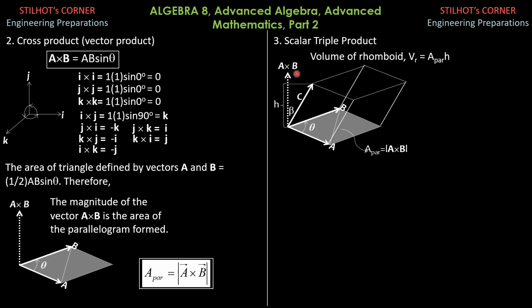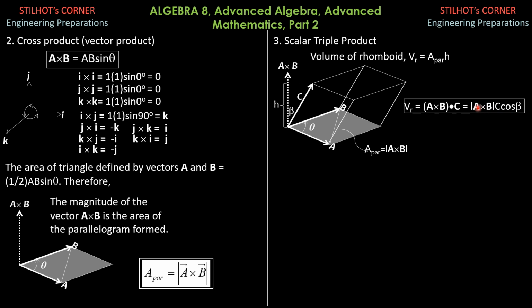And if we perform the operation A cross B dot that vector C, the expansion from that product would be the magnitude of the first vector, because A cross B is a vector from here, times magnitude of C times the cosine of the angle between these two vectors, A cross B and C, which is beta in this case. And since we have cosine of beta here, we interpret C cosine beta, magnitude of C times cosine of beta, as the height of this rhomboid.